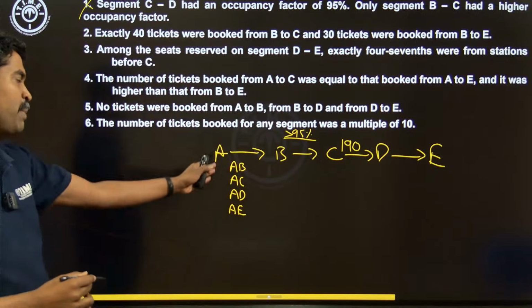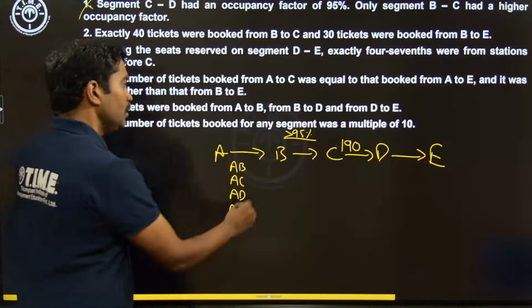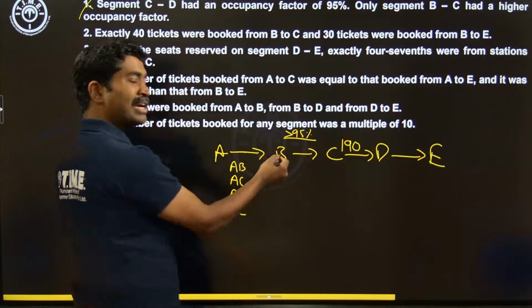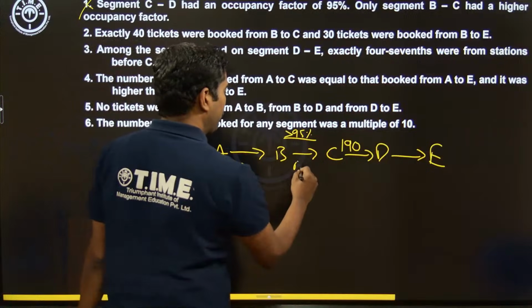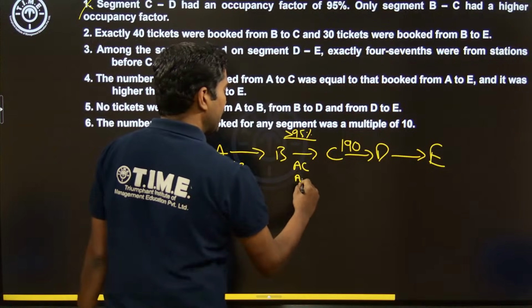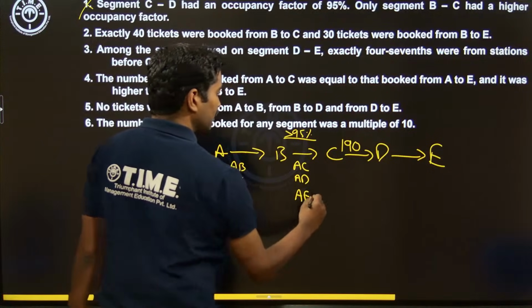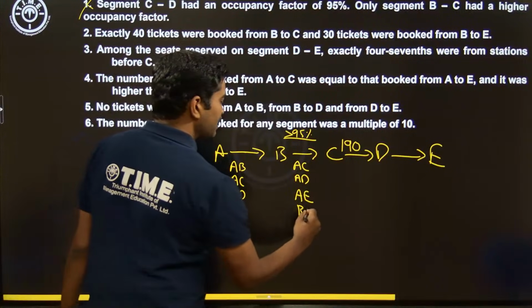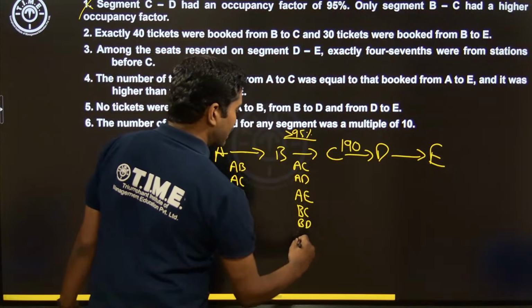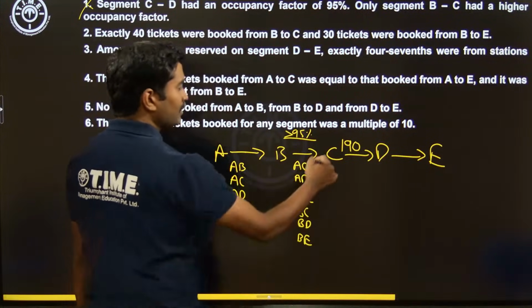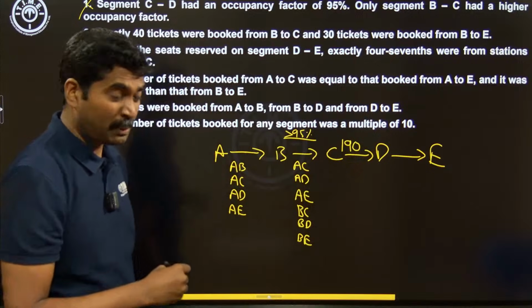All these four kinds of people would be traveling on this stretch. On this stretch, A, B people already got down here. So I will have how many people? A, C, A, D, A, E, and then I'll have B, C, B, D, and B, E. Right? The next stretch, what kind of people will I have?